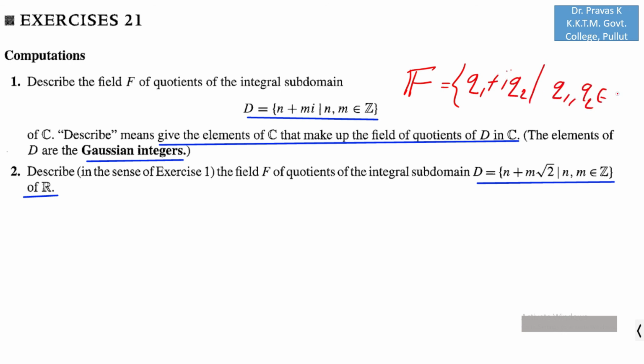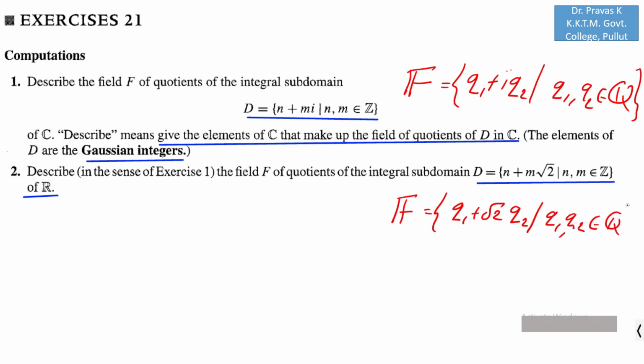So you can finally prove that the answer to the first one is of the form: the collection of all q1 plus i q2, where q1 and q2 are rational numbers. Similarly, the second one is the collection of all q1 plus root 2 q2, where q1 and q2 are rational numbers. So you are requested to go through the proof and submit the answers in the Google Classroom. Thank you.